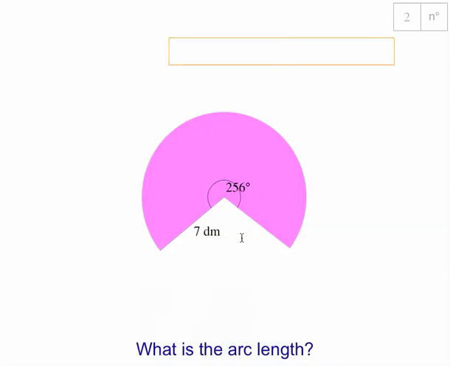Okay, so let's do another one. What's the arc length here? Once again, we have a large sector, so we're talking about this arc length. It's more than half the circle. It's a little bit less than 3/4 of the circumference. So 256 degrees out of 360 times the circumference, and that's all we have to do.